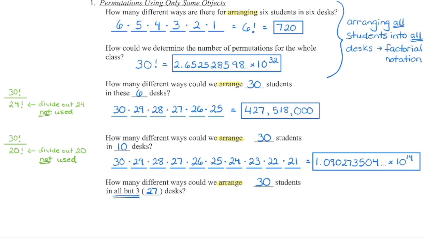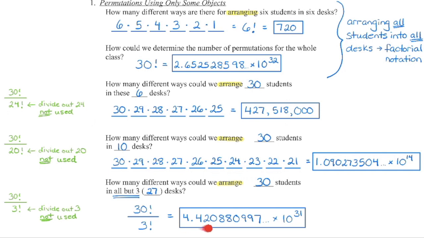In this particular example here, I still would begin with 30 factorial. I would have 30 possibilities for who could go into that first desk. However, I'm not going to be using 3 of the desks. So if I divide out those 3, then we can quickly get the value of the number of arrangements we have. This is how many seating plans we could create, putting 30 students into 27 desks.